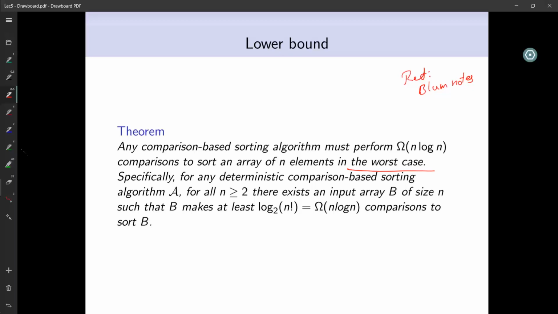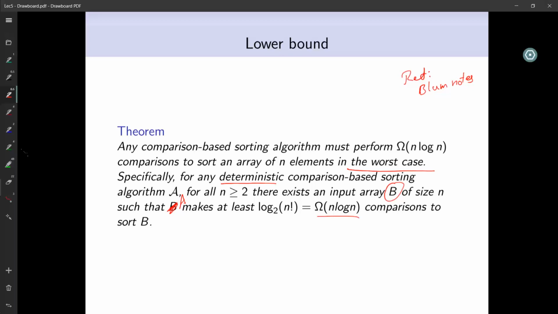In other words, equivalently, for any deterministic, you can ignore the word deterministic, for any comparison based sorting algorithm, let's call it A, for all n greater than or equal to 2, since n equal to 1 is fairly trivial, there exists an input array B of size n such that algorithm A makes at least log of n factorial comparisons to sort B, which we can see is, up to a constant factor, n log n. So this is the lower bound.